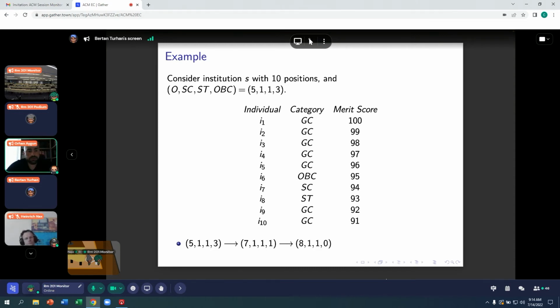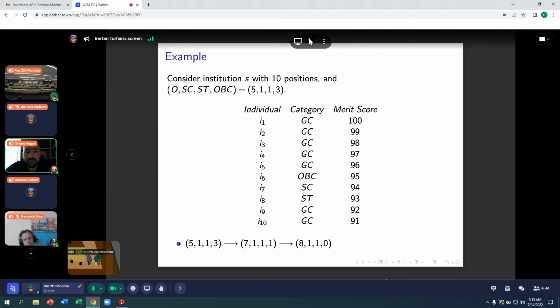Okay, so this mechanism works as follows. Initially, we have 5 seats for open category, 1 seat each for SC and ST, and 3 seats for OBC. First, we fill open seats, and the first 5 students get those open category positions. Then we fill SC and ST, and I7 and I10 get those seats.